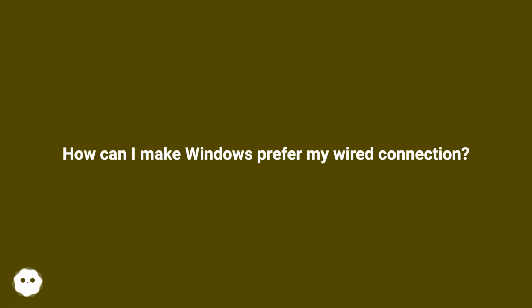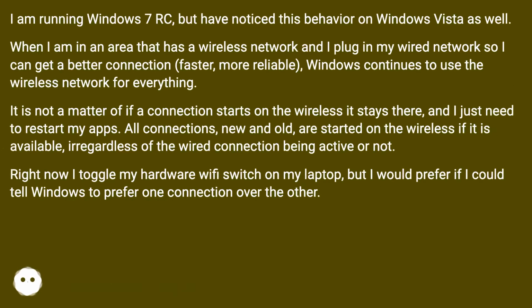How can I make Windows prefer my wired connection? I am running Windows 7 RC, but have noticed this behavior on Windows Vista as well. When I am in an area that has a wireless network and I plug in my wired network so I can get a better connection, faster, more reliable, Windows continues to use the wireless network for everything.